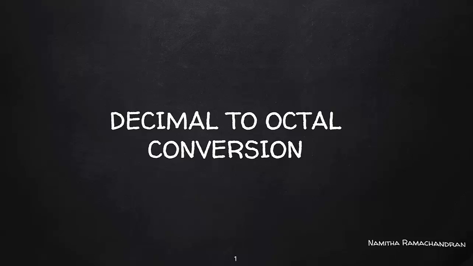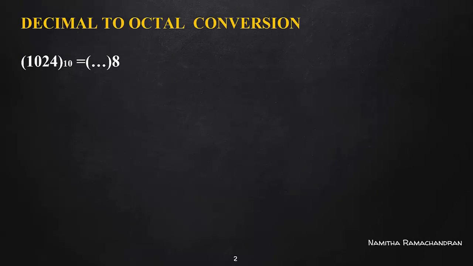Okay. So here we have one example. For converting decimal to octal, consider the decimal number 1024. Now we can convert this 1024 into its octal equivalent form. For that, what do we want to do? We want to divide this 1024 by this base 8. While dividing, we get a quotient 128. So write that quotient here and write the remainder here.